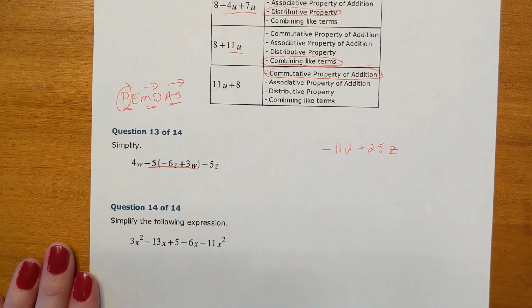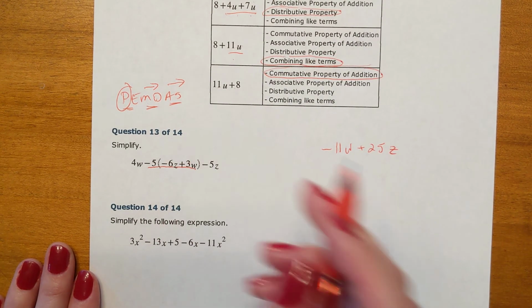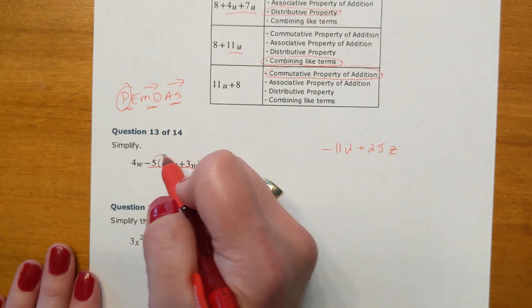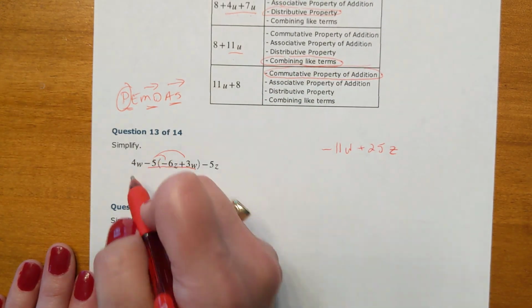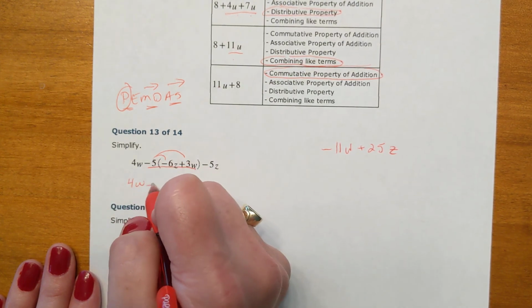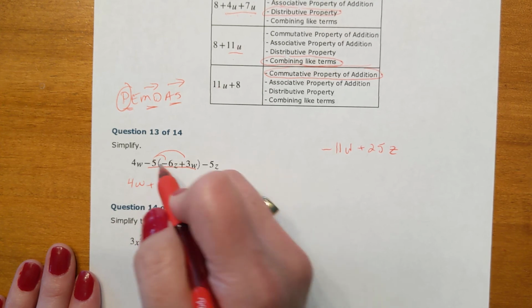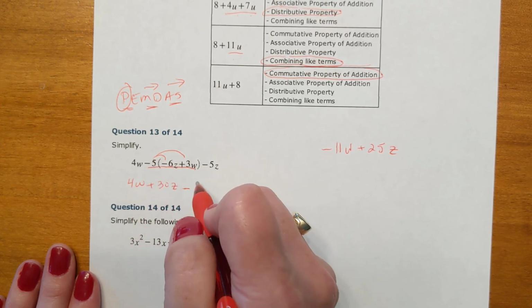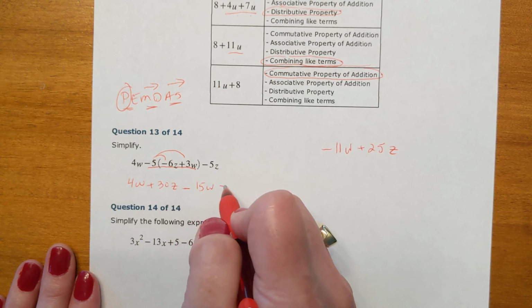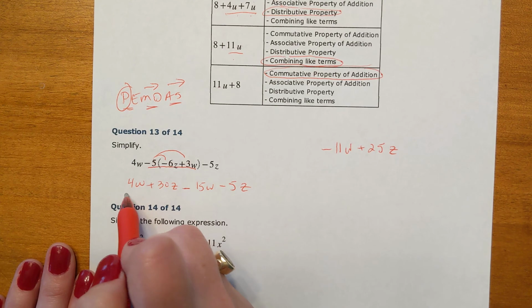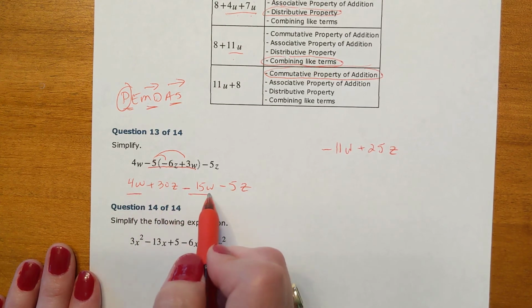All right, so we got to do parentheses first. So parentheses means get rid of them, do what's there. And what's there is to distribute the negative 5. So I'm going to bring down the 4w. The negative times a negative makes plus 30z. And the negative times a positive is negative. 5 times 3 is 15w. And then minus 5z.